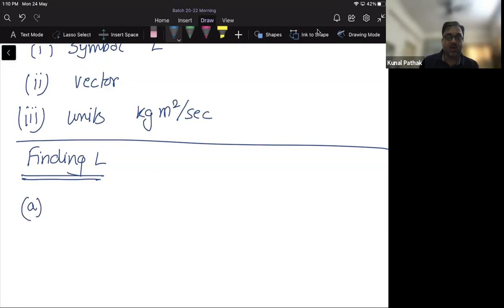May or may not have angular momentum. That means literally what I am saying: it can have angular momentum, or it may not, because angular momentum is a physical quantity which is dependent on your choice of origin.